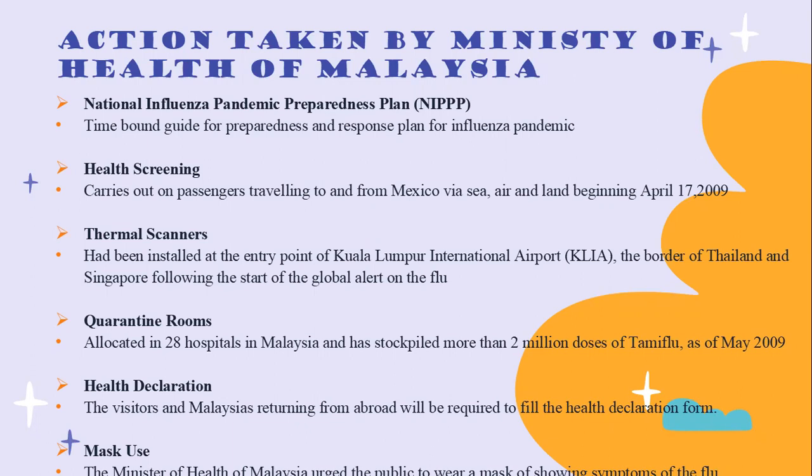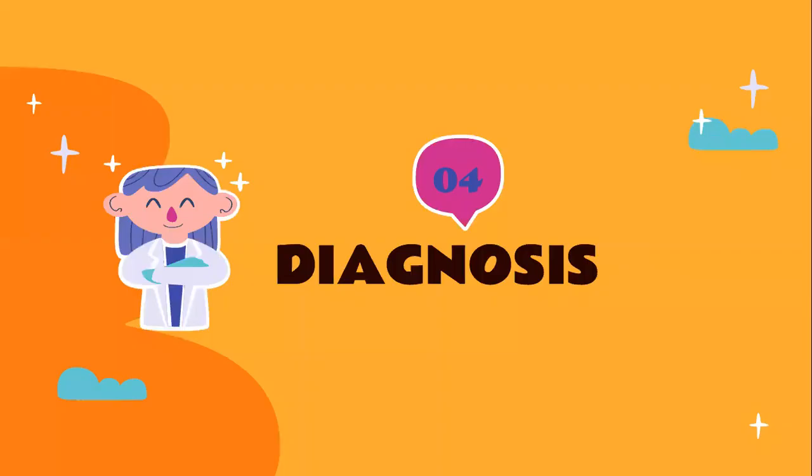This was followed by health declaration: visitors and Malaysians who are returning from abroad are required to fill in a health declaration form. And finally, mask use. The Minister of Health of Malaysia urged people showing symptoms of the flu to wear a mask.